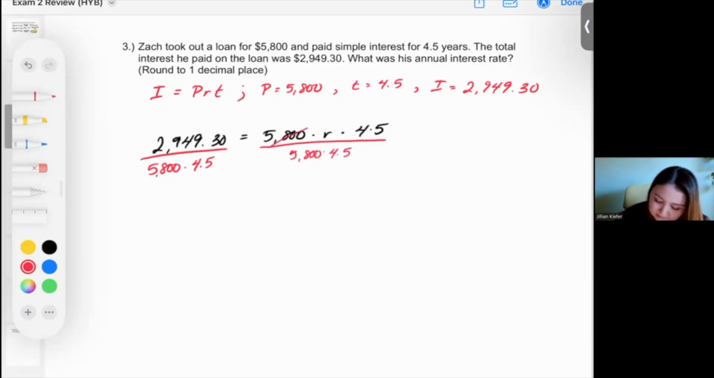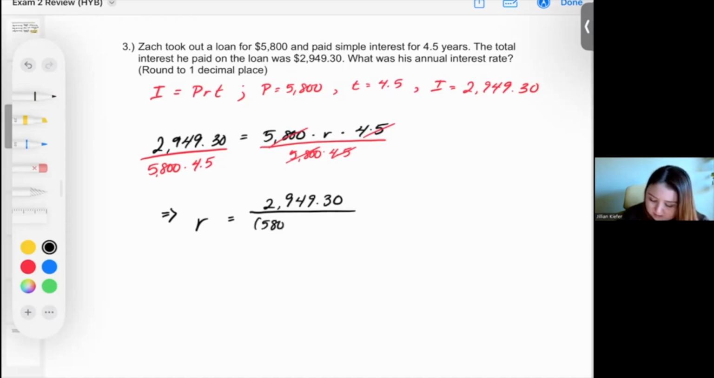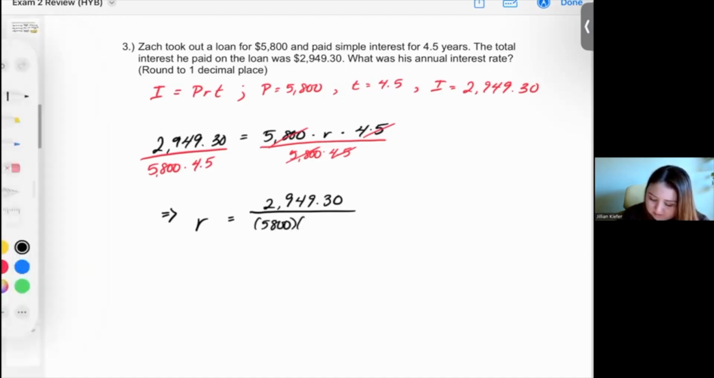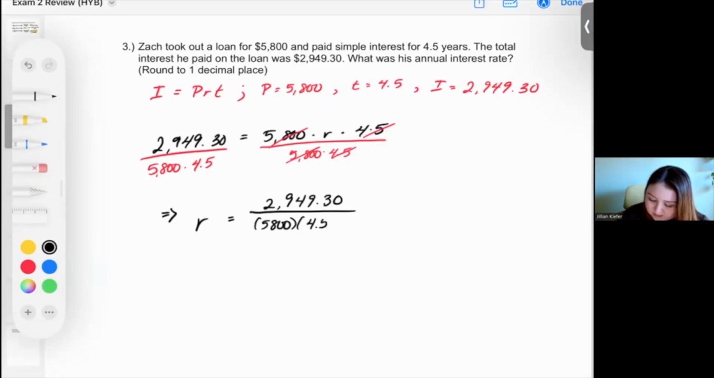That will get rid of it on this side. When we solve our equation for R, our rate will be equal to $2,949.30 divided by 5,800 times 4.5. So we can go ahead and plug this value into our calculators.